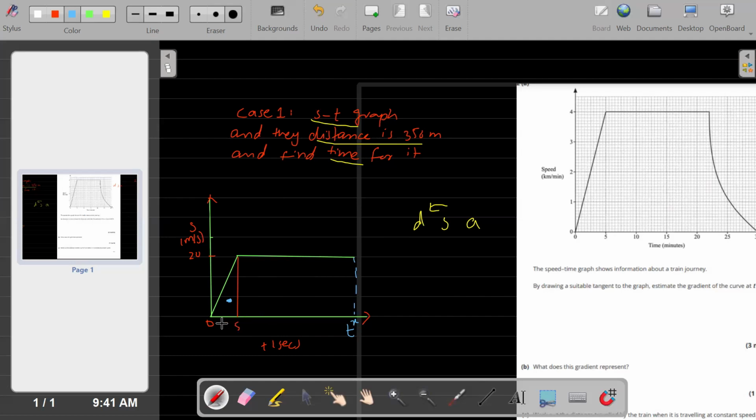So what will I do? First, I will calculate the area for this one because I know this area. I have everything for that. So the area of this shape, the area of a right angle triangle, is half base into height. Base is 5, height is 20. So simplifying, 5 tens are 50. So the area of this one is 50 meters.